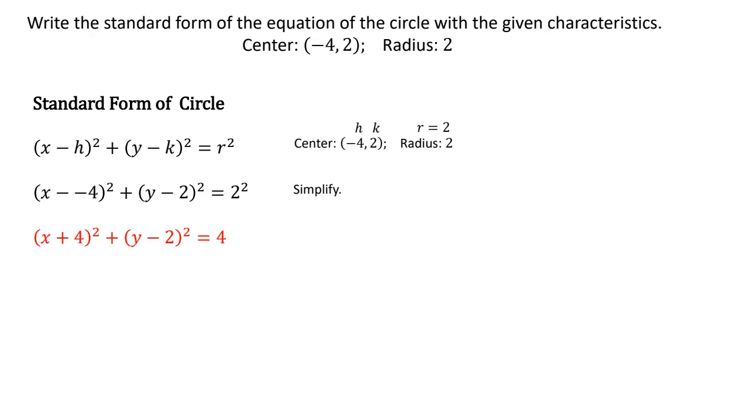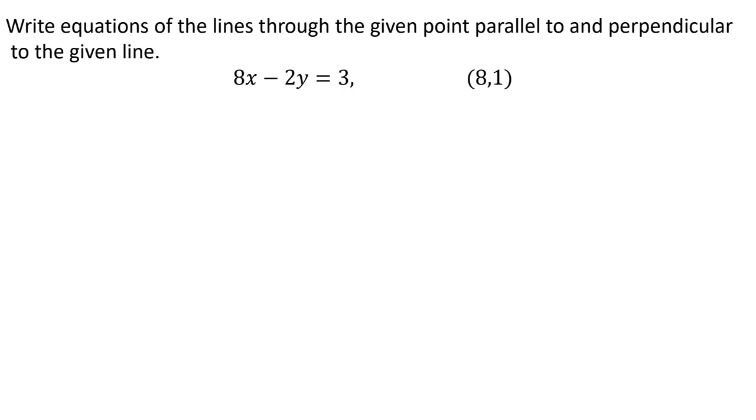The equation with these given characteristics in standard form of a circle is given by (x + 4)² + (y − 2)² = 4. Okay. All right, let's look at this next example.